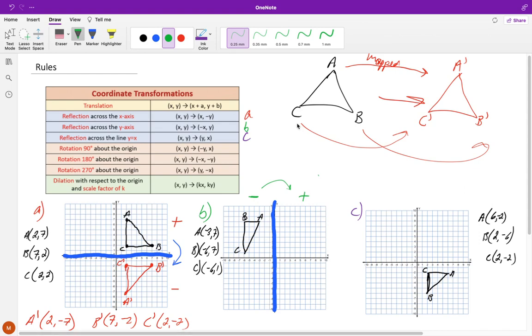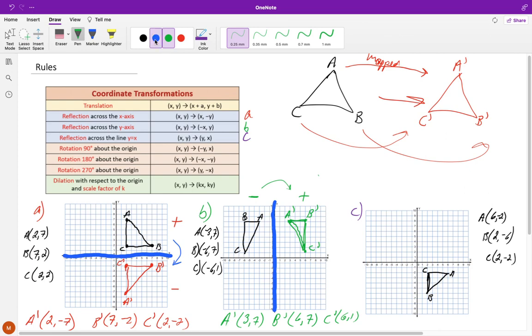So A prime now becomes positive 3, 7. So A is going to be positive 3, 7, and I can write A prime there. And B prime is going to be 6 and 7. So now B prime is going to be at 4, 5, 6, and 7. And then for C prime, we are going to have 6 and 1. So it's going to be 6 and 1 here. So you see it's just a mirror image, a reflection flipped over of our original triangle, but just on the other side of that y-axis. So in this case, we're applying this rule to that one specifically.